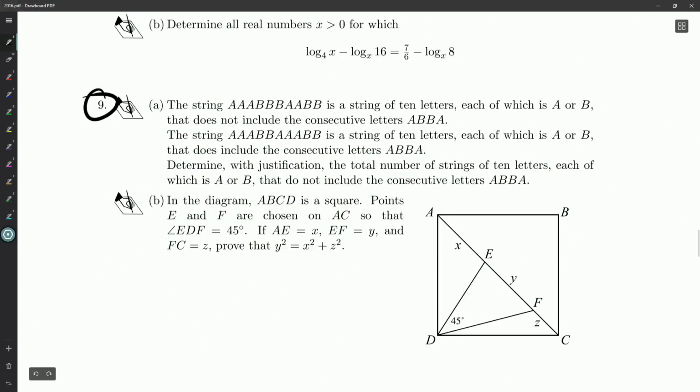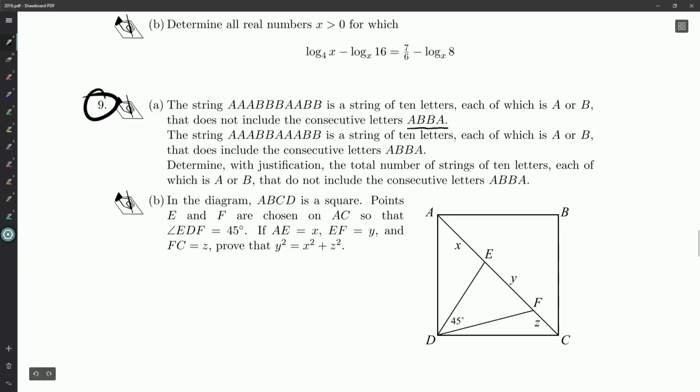The string AAABBBAABB is a string of 10 letters, each of which is A or B, that does not include the consecutive letters ABBA. I wonder if somebody was listening to music when they were making this question.